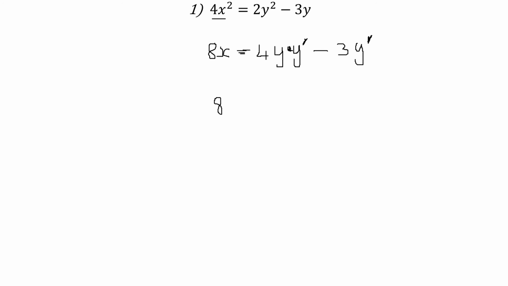In this case, I have 8x, and I could factor out y prime. So if I factor out y prime, I have y prime, and inside the bracket, I have 4y minus 3. This is sometimes where it gets tricky, finding a way to isolate the y prime. I could tell you that in advance, especially when written as dy dx.